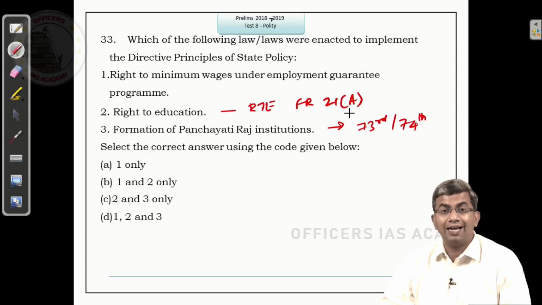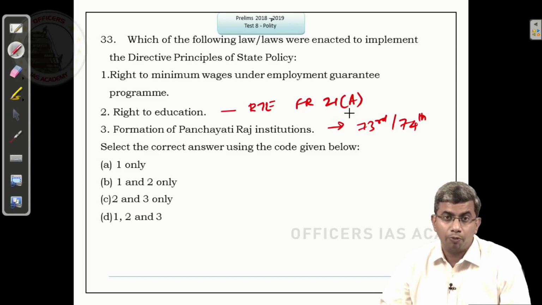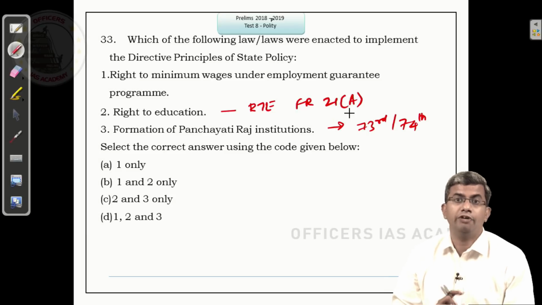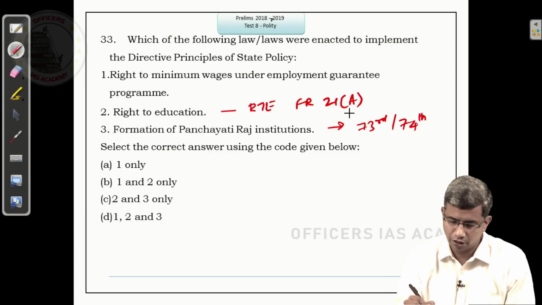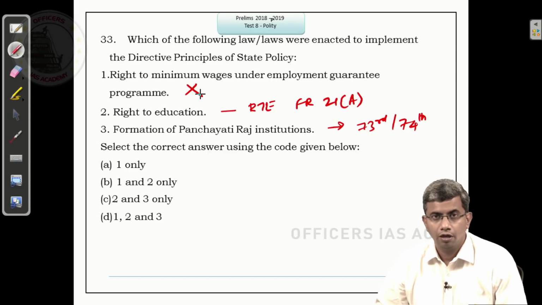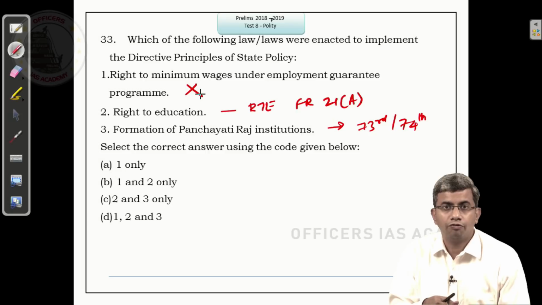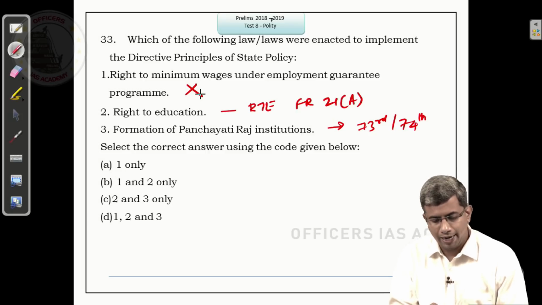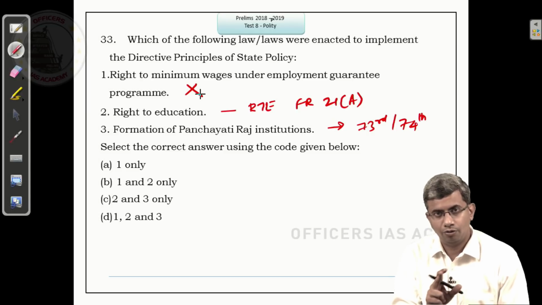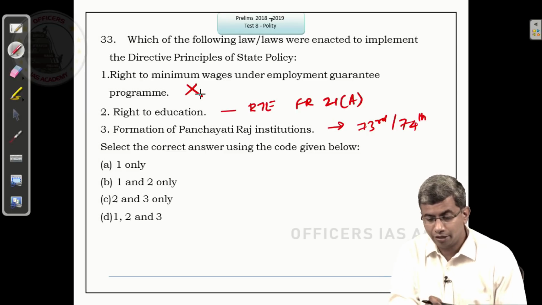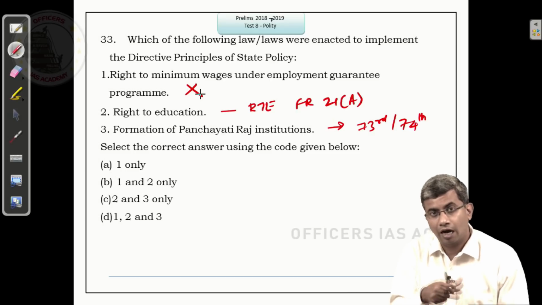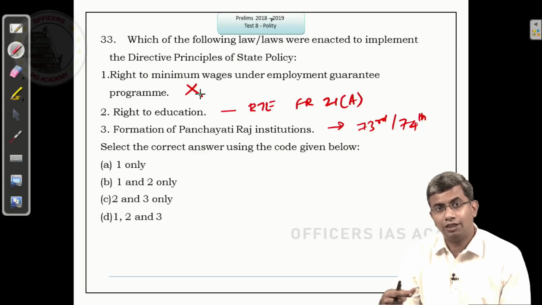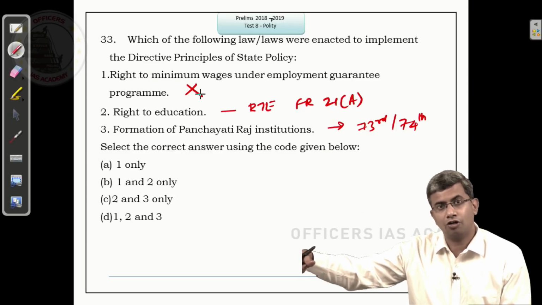Right to minimum wages under employment guarantee program. Employment guarantee program is giving you right to work. It does not give you right to minimum wages. So the first is definitely wrong, but there is no option none of the above here. If the choice was between 2 and 3 and none of the above, then you could have chosen none of the above, because technically these two also now at present are not flowing from the directive principles. One is flowing from the fundamental rights, the other is flowing from part 9 of the Indian Constitution.